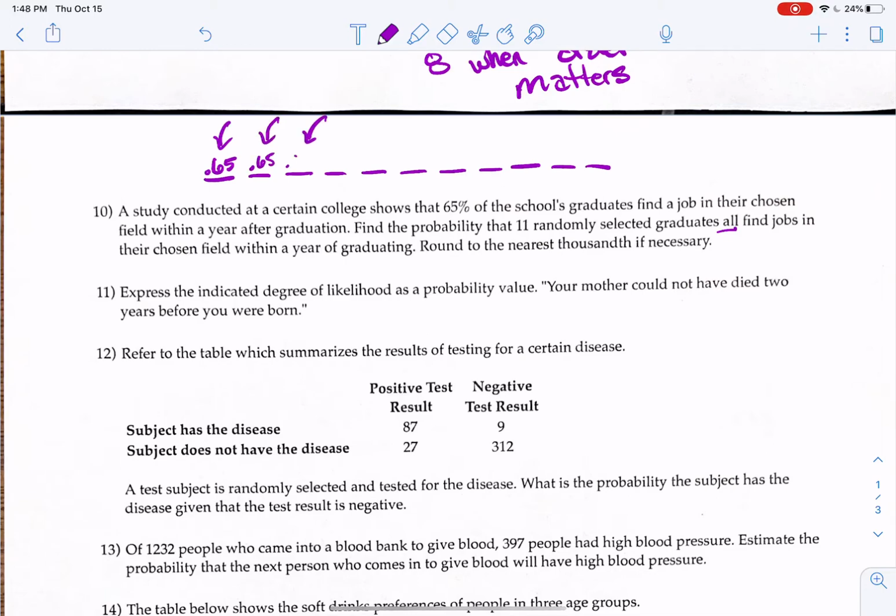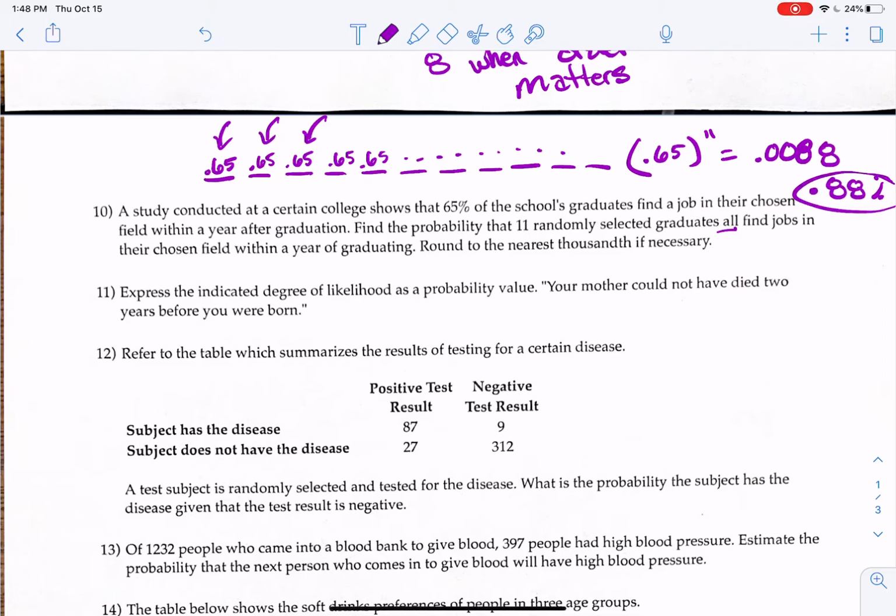The chances that this one finds a job is 65%, 65%, 65%, and so on all the way through. So how do I find the chances of all of them finding a job? I would take 65% and multiply it by itself 11 times, or take 0.65 to the 11th power, which is 0.0088. So I have a 0.88% chance of all of them finding a job.